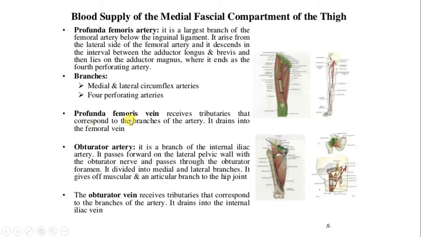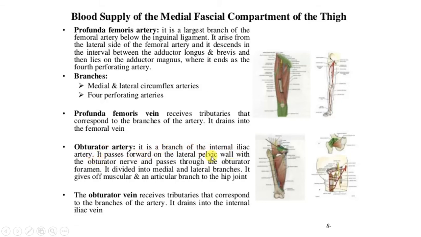And the vein will be the profunda femoris vein, which will receive tributaries corresponding to the branches of the artery, and it will obviously drain into the femoral vein. Another artery, the obturator artery, is a branch of the internal iliac artery. So the profunda femoris is a branch of the femoral artery, which is the continuation of the external iliac. The obturator artery is a branch of the internal iliac artery.